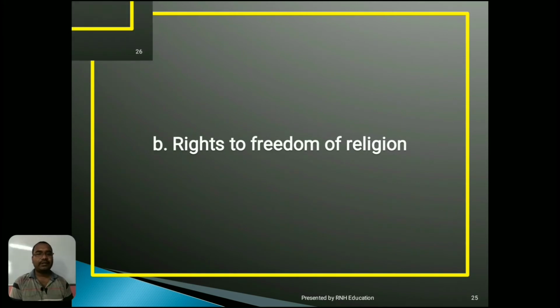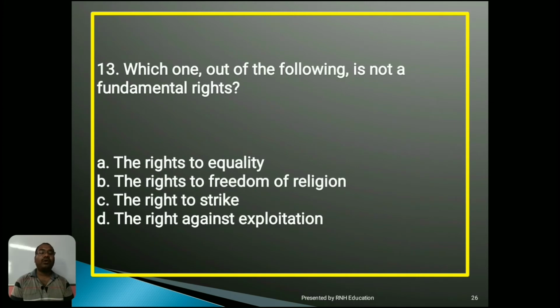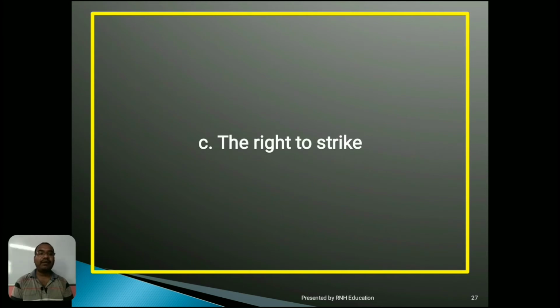Going to next one, the next question, that is question number 13. Which one out of the following is not a fundamental right? Options are A, the right to equality, B, the right to freedom of religion, option C, the right to strike, and option D, the right against exploitation. Now going to the answer. The answer is option C, that is the right to strike.